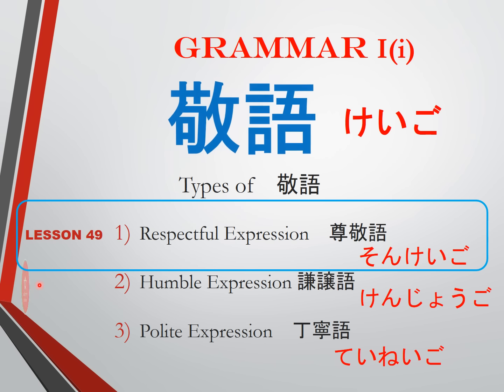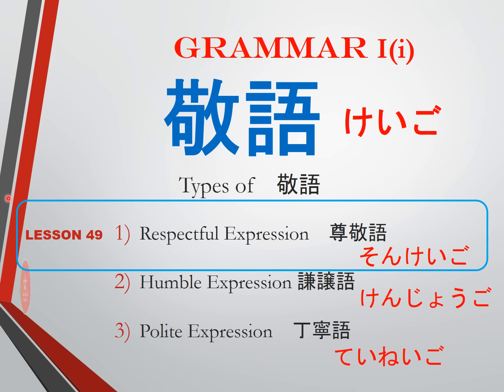Keigo is classified into 3 types. Respectful expression is sonkeigo, humble expression is kenjogo, polite expression is teineigo. In this lesson 49, we will be learning about respectful expression, sonkeigo, and a little bit about teineigo, polite expression.